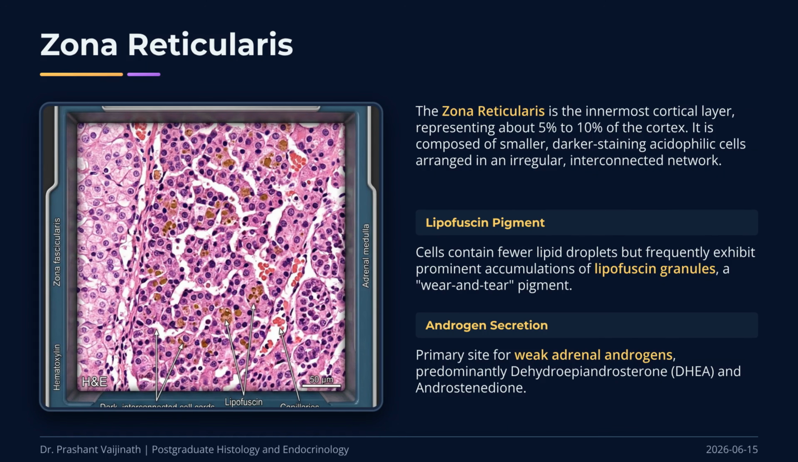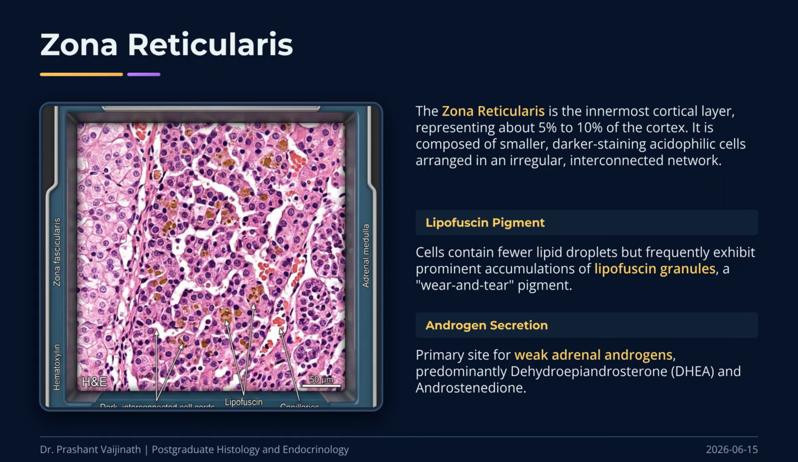The innermost layer of the adrenal cortex is the zona reticularis, which lies directly adjacent to the adrenal medulla. Under the microscope, the cells of this layer are smaller and darker compared with those of the zona fasciculata. They are arranged in irregular interconnected cords forming a network-like pattern, which gives this region the name reticularis. The cytoplasm contains fewer lipid droplets and often contains lipofuscin pigment, producing a brownish coloration in some cells.